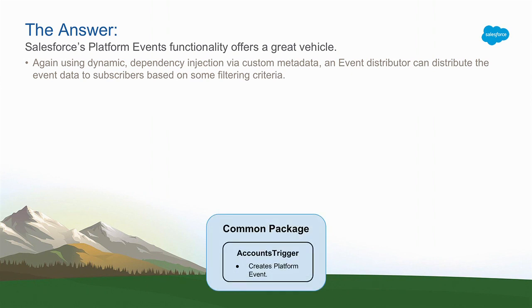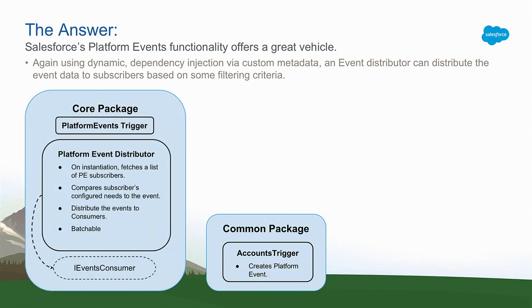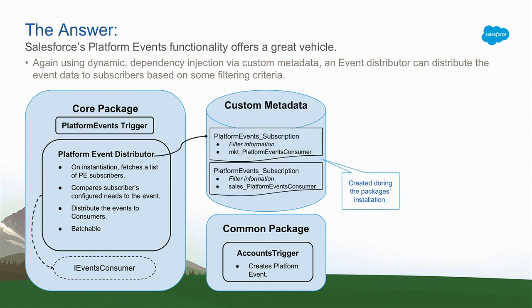All right, let's say in the common package, we have an accounts trigger and somebody changes something. What it does is it publishes a platform event. In the core package, we have a trigger that kicks off the platform event distributor. On instantiation, again, it goes to custom metadata and it reads the records that are associated with it. It picks up some filtering information and a consumer in these different packages. You can see a consumer for the marketing package, you can see a consumer for the sales package there.